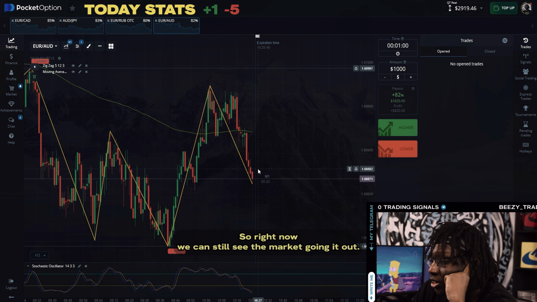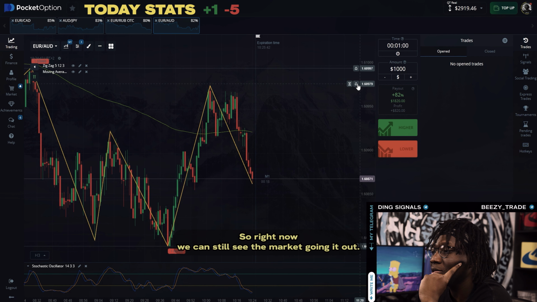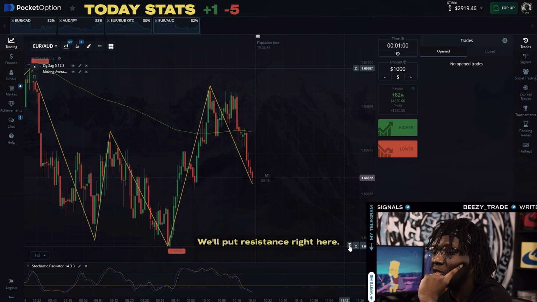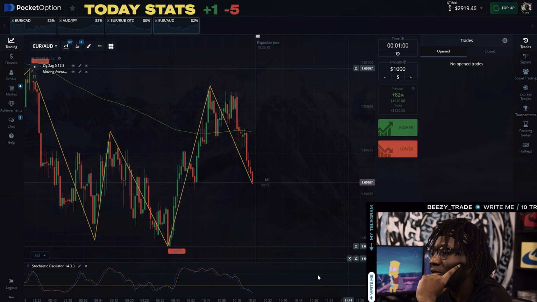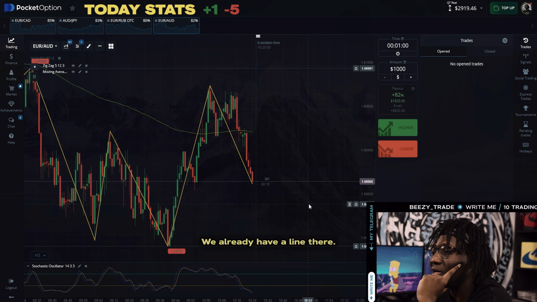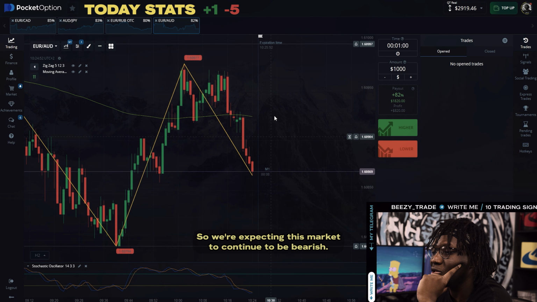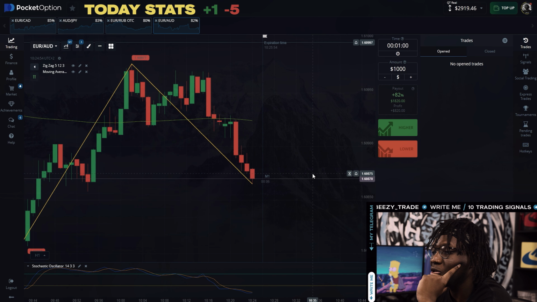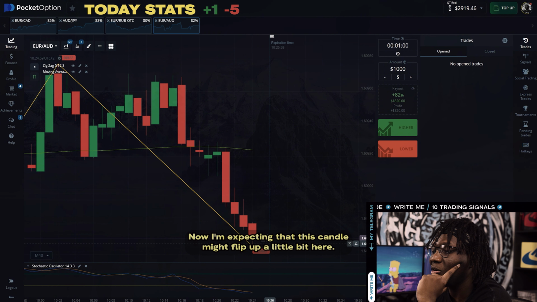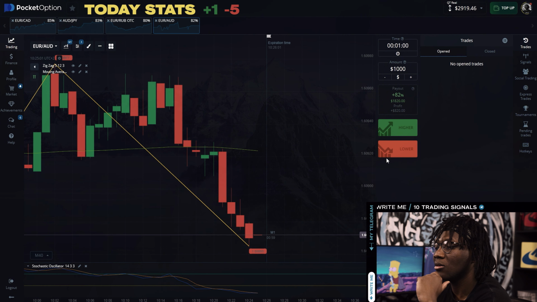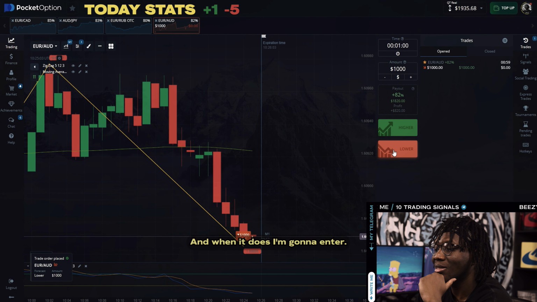All right. So right now we can still see the market going down. We'll put resistance right here. So what we're looking for is a good entry point. We already have a line there. So we're expecting this market to continue to be bearish. Now, what's a good entry point? Now, I'm expecting that this candle might flip up a little bit here. And when it does, I'm gonna enter.